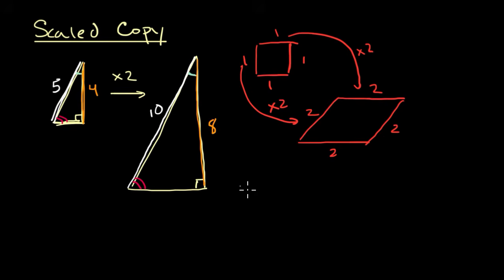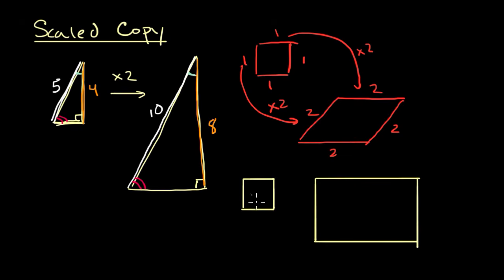So for example, let's say I were to draw this figure right over here, and I were to draw this figure right over here. The angles are all the same. These are all right angles here in both of these. So it meets the angle criteria, but it does not meet the criteria that corresponding sides have the same ratio.